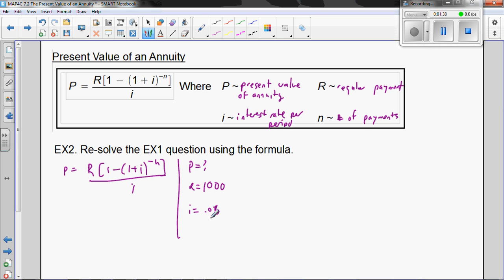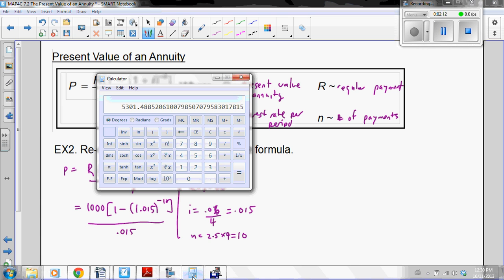6% compounded quarterly, and n is 2.5 years times 4 times a year. That was 10 payments. It actually went evenly, so that's nice. And so I've got $1,000 drawn by Ferd, 1.015, the exponent -10 over i, which is 0.015. So let's see that in our calculator.